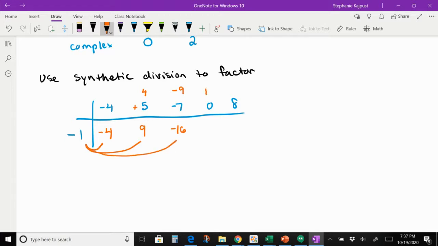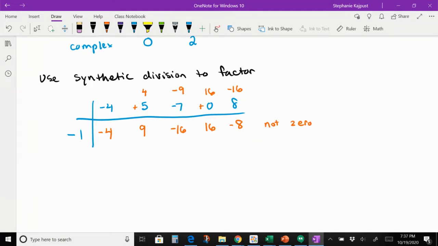-1 times -16 is 16. 16 plus 0 is 16. -1 times 16 is -16. -16 plus 8 is -8. So if we don't get 0, it's not a 0. And this is where the brute force or the guessing and checking comes in, as you're basically just trying every number until you get one that works.